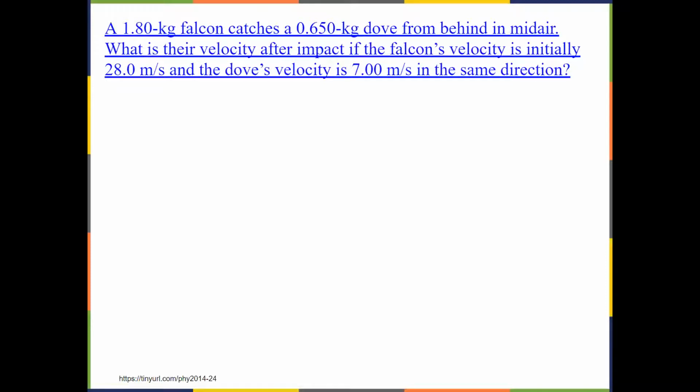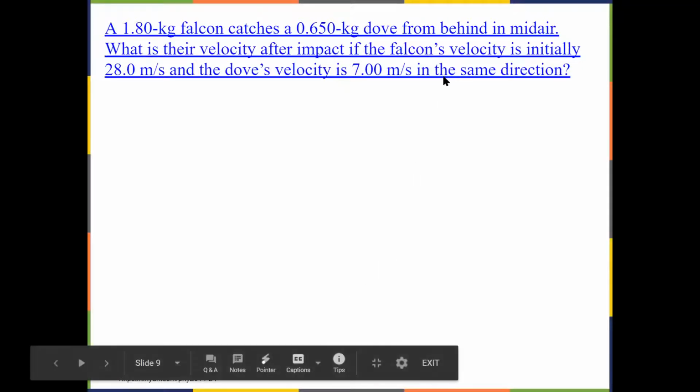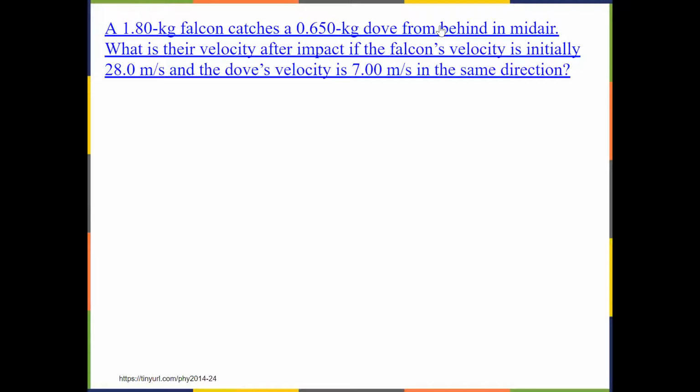There's a falcon in behind and then there's a dove in front, and they each have an initial velocity, but after the impact the two stick together. So what would be their final velocity? So you can treat the two as one system and then apply conservation of momentum. I'll give you a few minutes, and once you have your answer, you can click on the problem to submit your answers online.